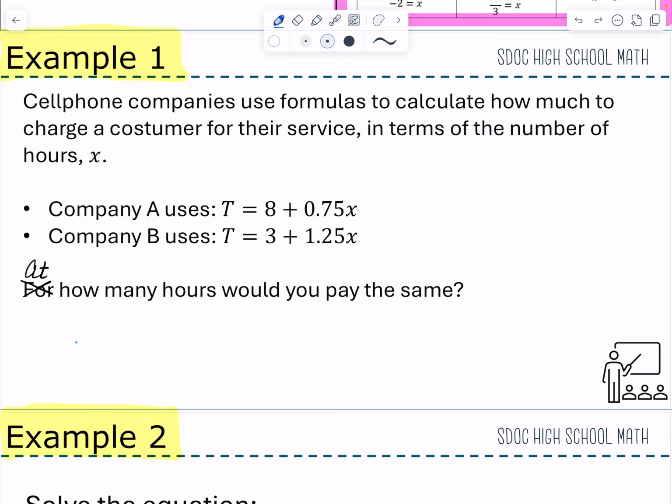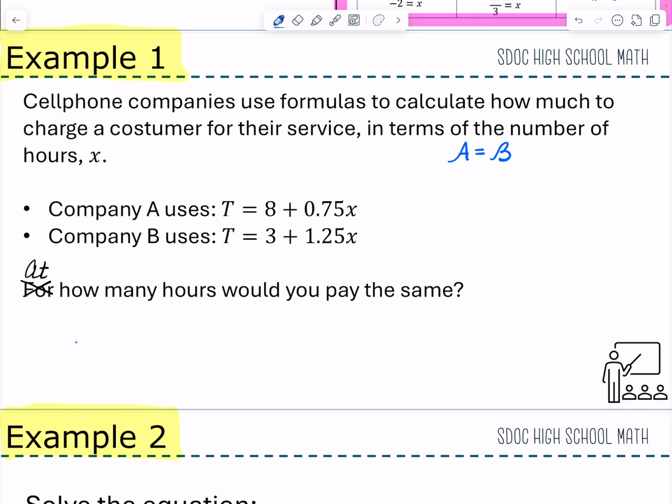Now, here we have a cell phone company that uses formulas to calculate how much to charge a customer for their service in terms of the number of hours X. So we have two companies. Company A uses T equals 8 plus 0.75X. Company B uses T equals 3 plus 1.25X. Now, how many hours will they pay the same? So what we want to know is when will these companies be the same? When will company A equal company B?